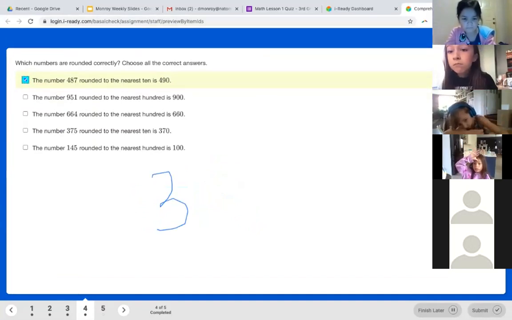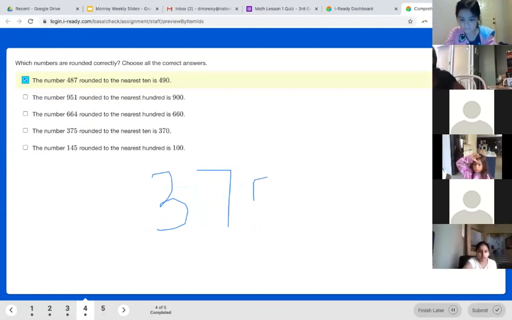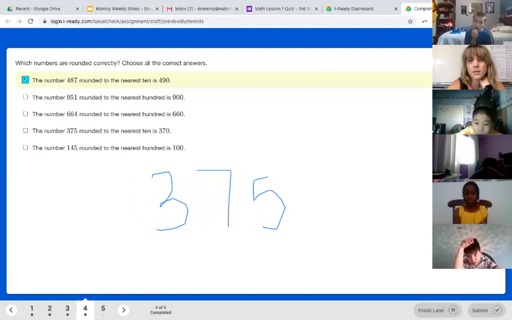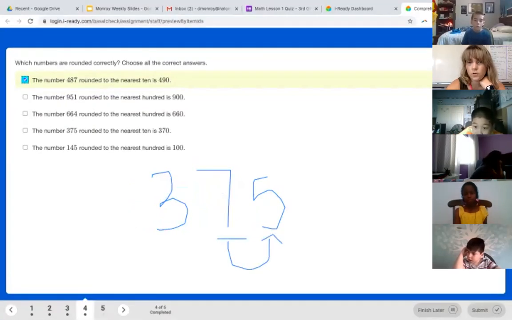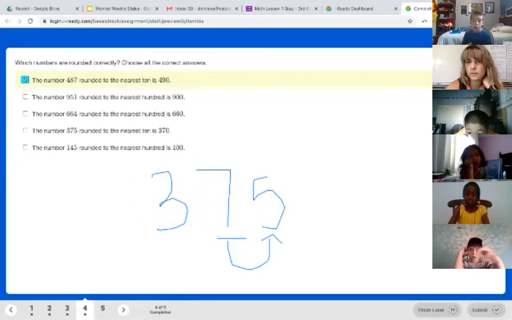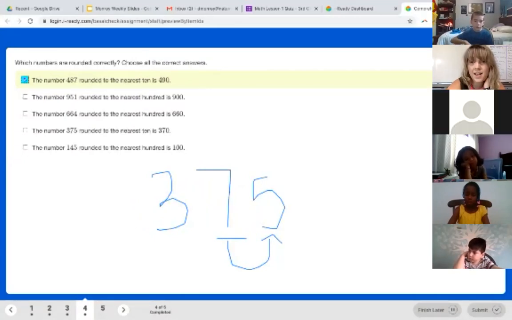So it's 375. All right, so Taylani, tell me again what number is in the tens place? 7. And we're gonna look next door at the 5. So if it's a 5, let's see, Sophia, if it's a 5, are we gonna go up or let it rest? Go up. Good, so the 7 would become an 8.